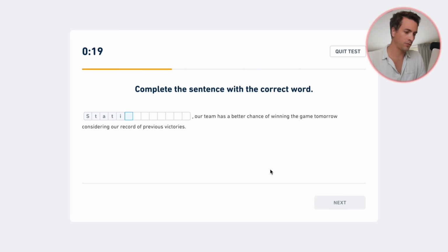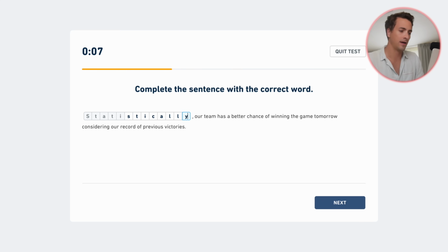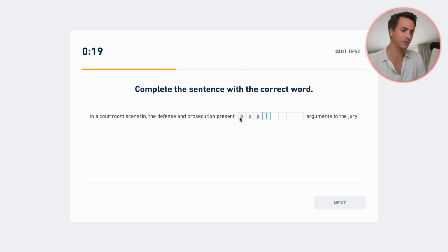All right, here's another one. Blank, our team has a better chance of winning the game tomorrow, considering our record of previous victories. So statistically, I figured this one out because it's talking about chances of winning. It's talking about numbers.